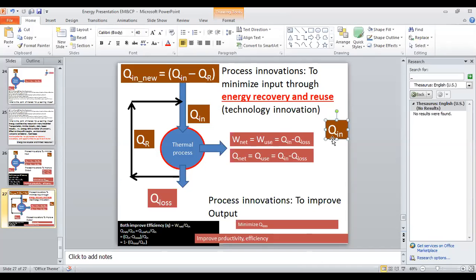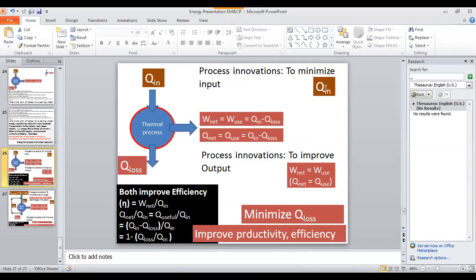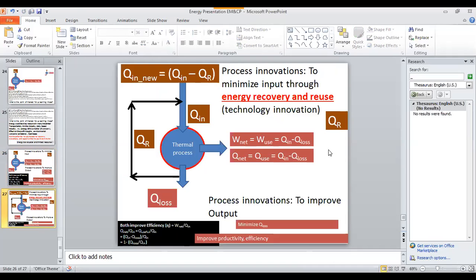Energy recovery and reuse. So you have QR here. Very important. So we have learned a lot now. The approaches: minimize Q in, improve output, minimize loss, improve efficiencies, recovery and reuse.